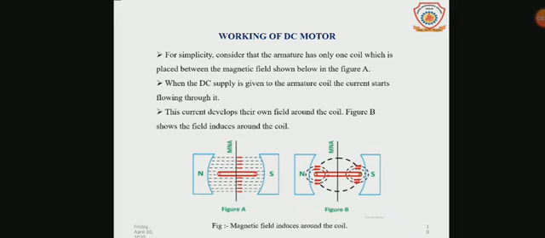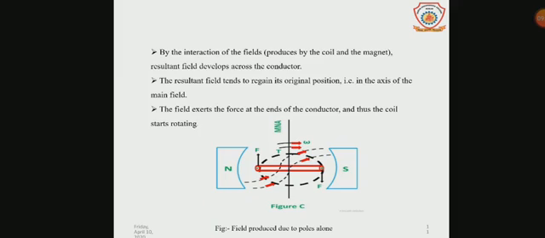When an electric current is passed through the rectangular coil, the current produces a magnetic field around the coil as shown in figure B. This current develops its own field around the coil. The magnetic field of the permanent magnet interacts with the magnetic field of the current carrying coil and causes the coil to rotate continuously. The field exerts a force at the ends of the conductor, and thus the coil starts rotating.